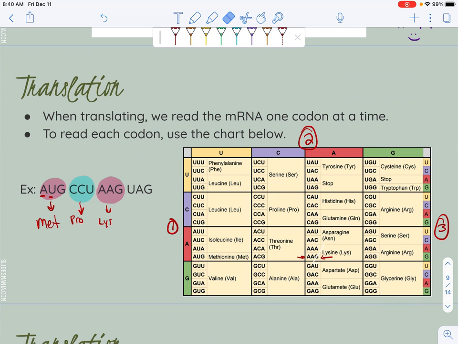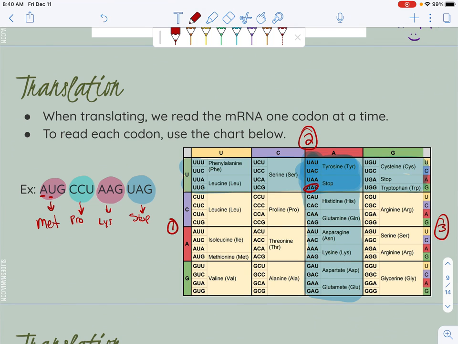Awesome. And now my last amino acid that I need to find in the sequence is UAG. So I want to be in the row that starts with U. That's my first letter. So there's my U row. The second letter is A, so I want to be in the A column. So I'm looking at the box where U and A meet, which is right over here. And it says that UAG means stop.